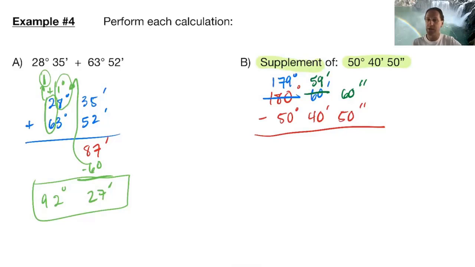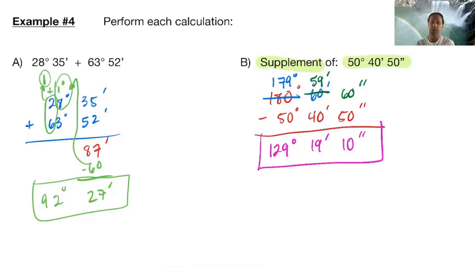Now just do your subtraction like you always have with our base 10 system. So 60 minus 50, 10, you just need to know it represents seconds. 59 minus 40, 19 minutes. That's the symbol that we use. And then 179 minus 50 would leave us with 129 degrees. Okay? So not too bad, but it is going to take some getting used to and also recognizing what those symbols represent.